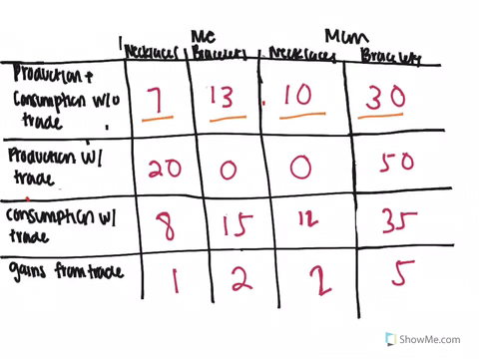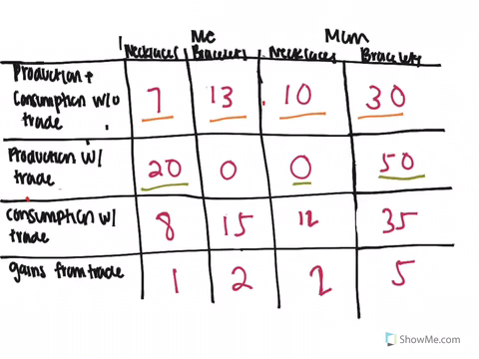Now if I specialized only in the production of necklaces, because I had a lower opportunity cost, and my mother specialized only in the production of bracelets, I would make 20 necklaces in one day and 0 bracelets in one day. My mother would make 0 necklaces in one day and 50 bracelets in one day.